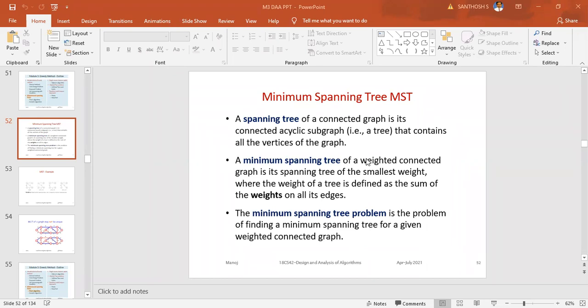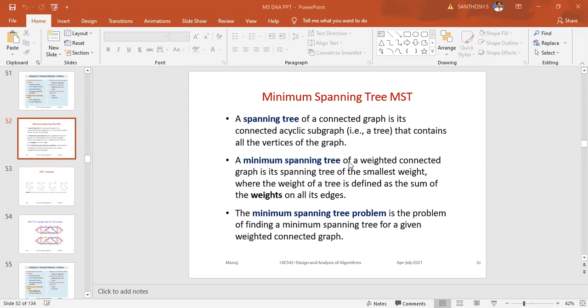When we say cycle, if the starting point and ending point are the same, we call it a cycle. But a spanning tree is a connected graph, so it doesn't contain any cycle. So we take it as an acyclic subgraph that contains all vertices of the graph. Keep in mind, this is the spanning tree. Now come to minimum. What is the difference here and there? It is the same definition, but minimum is the word you have added.